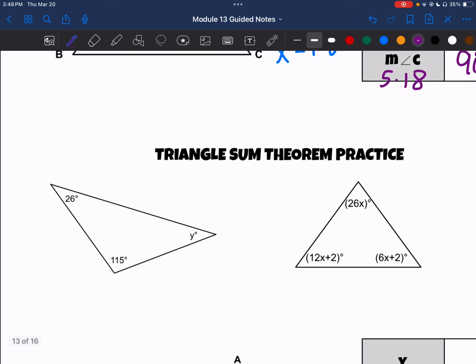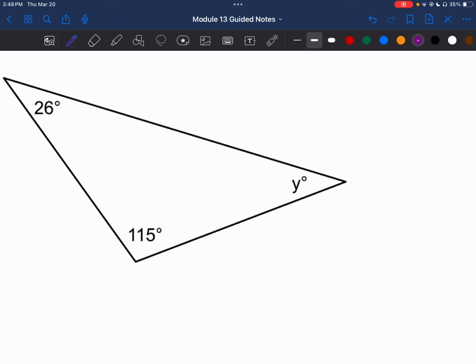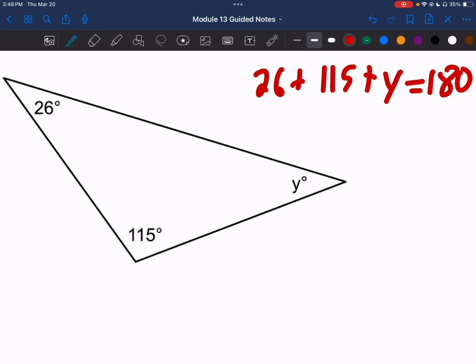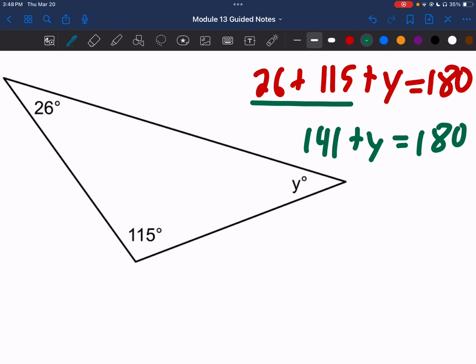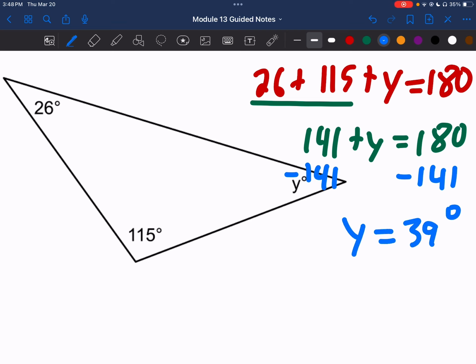All right, so if we look at the first one, we've got 26, 115, and y. So if we set this up again, 26 plus 115 plus y equals 180. When we combine our like terms of 26 and 115, we're going to get what? 141 plus y equals 180. And then we subtract 141 from both sides, and we get y is equal to 39 degrees. So our angle for y is 39 degrees.